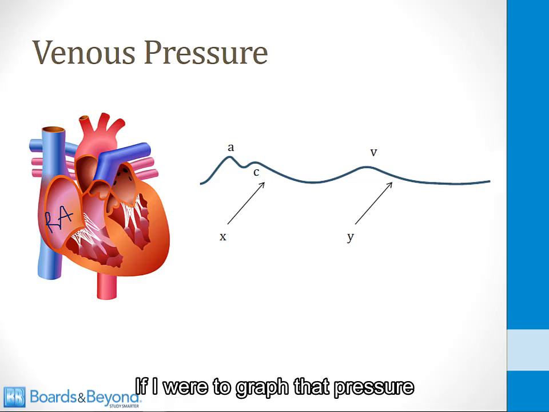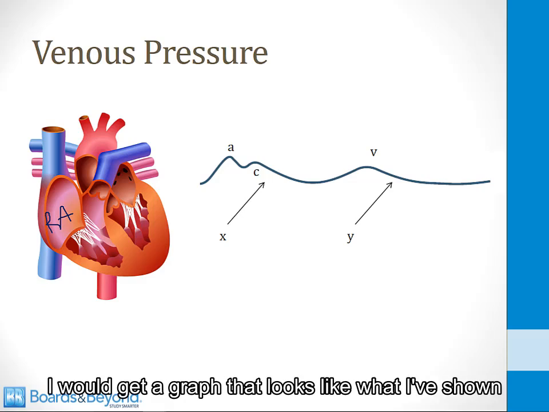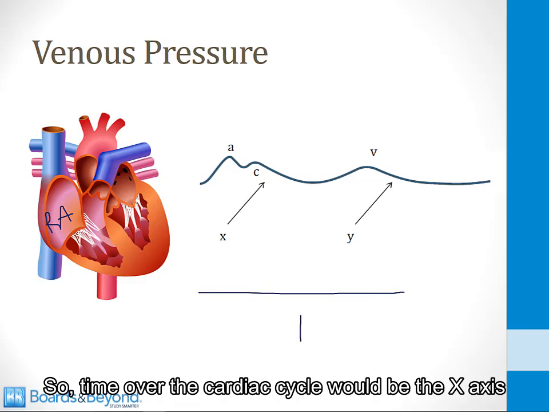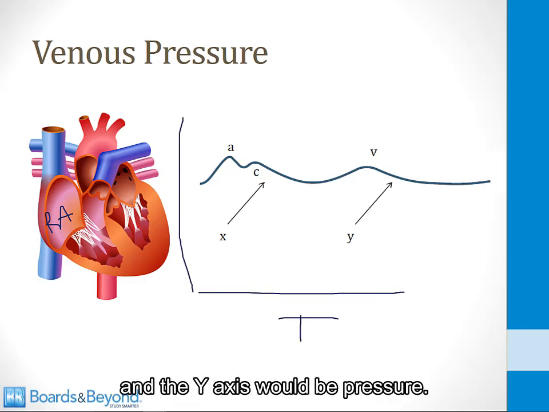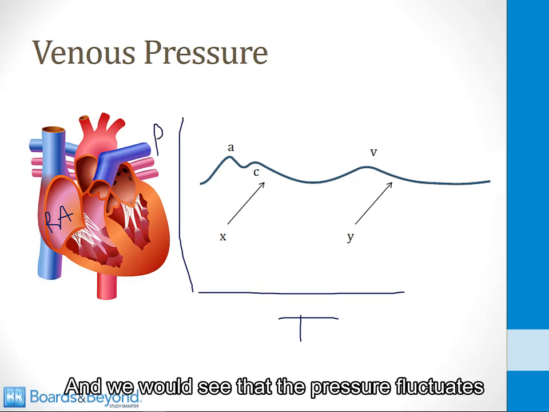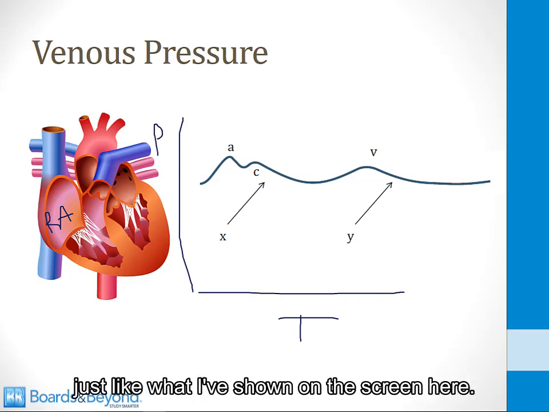If I were to graph that pressure, I would get a graph that looks like what I've shown on the right side of the screen. So time over the cardiac cycle would be the x-axis and the y-axis would be pressure. And we would see that the pressure fluctuates just like what I've shown on the screen here.